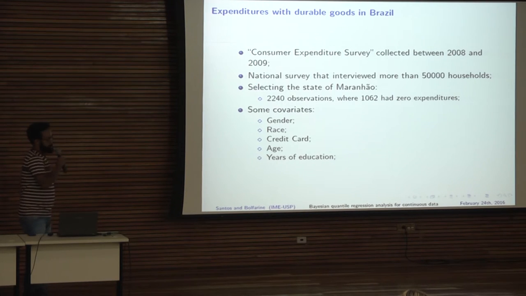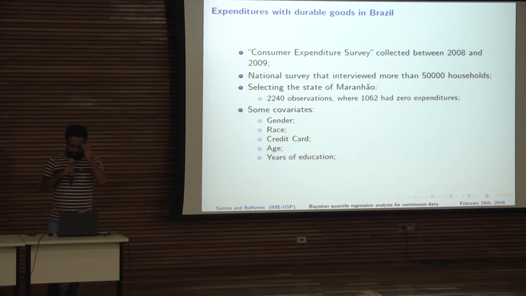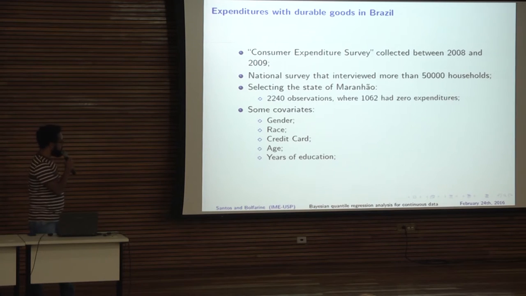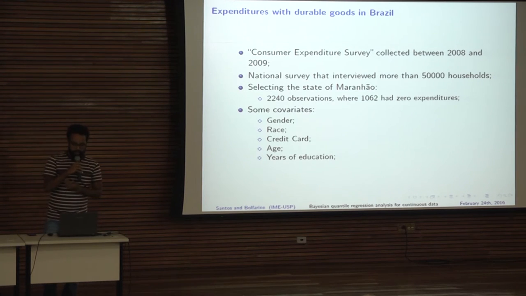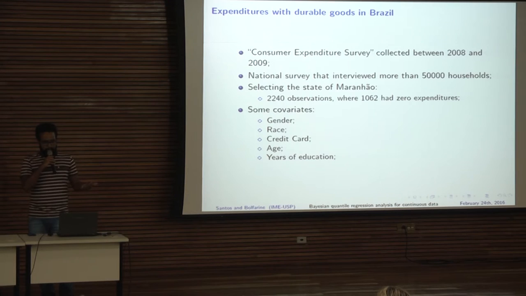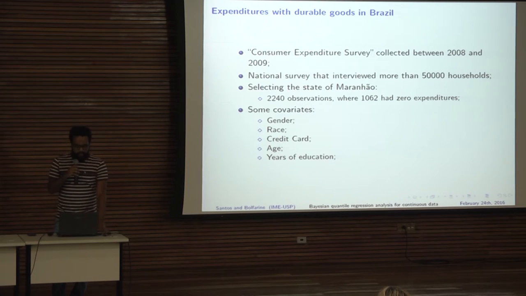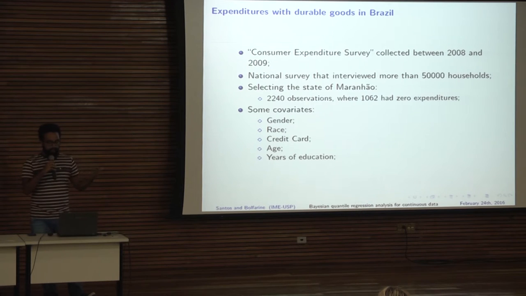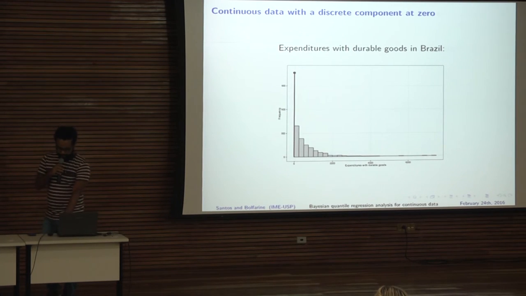So the second example is the expenditures with durable goods, which I showed you earlier. This survey was collected between 2008 and 2009, and it's a national survey that interviewed more than 50,000 households. Due to computational difficulties, we're going to use just the data from the state of Maranhão. In this data, we have more than 2,000 observations and a little more than 1,000 where those families didn't spend anything on durable goods in that period. We're going to use as covariates the gender, race, whether the person had a credit card or not, age, and years of education. So here's the data again.